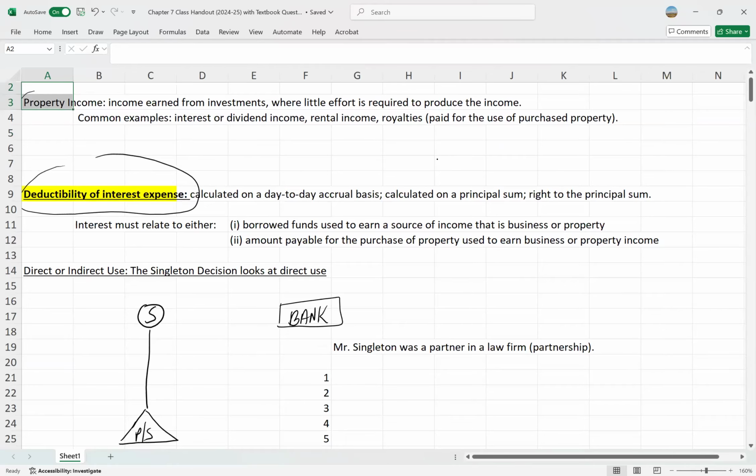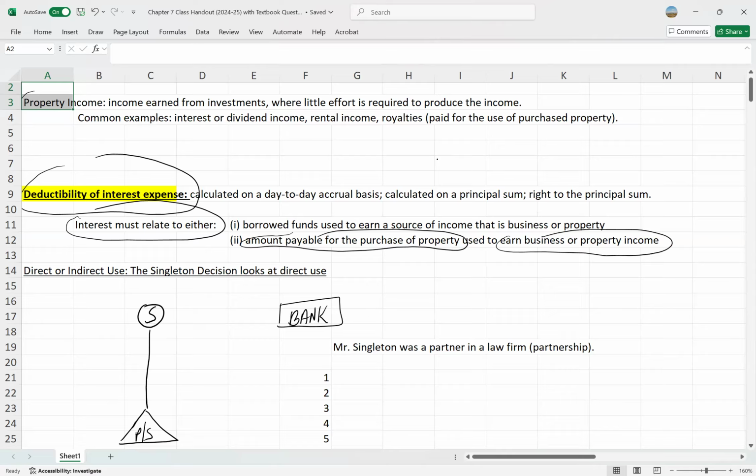And there's also some additional clarification as well. The interest that is paid must relate to money that was borrowed to basically earn a source of income. And so you borrow the money to help with your business, you borrow the money to help generate rental income. And so that's what that first requirement says. Or the interest could relate to an amount that was borrowed to buy property, and that property was used to earn business or property income.